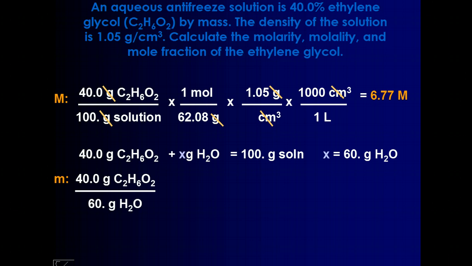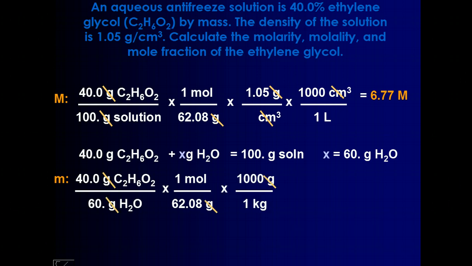If we remember from the previous slide, molality is moles of solute per kilograms of solvent. So I need to do the same thing that I did with molarity, convert grams to moles. And now all I need to do is take the grams of water and convert it into kilograms, using 1,000 grams equal to 1 kilogram. Multiply across and I get that this is 11 molal. Notice the little m as opposed to the big M.